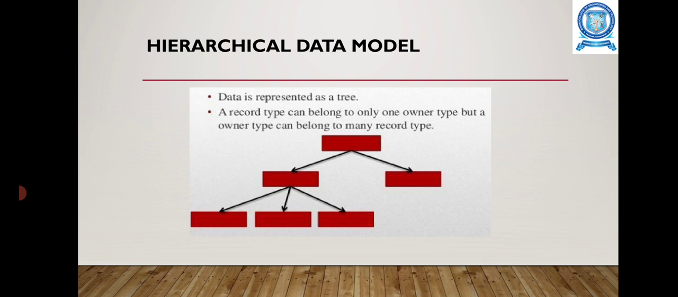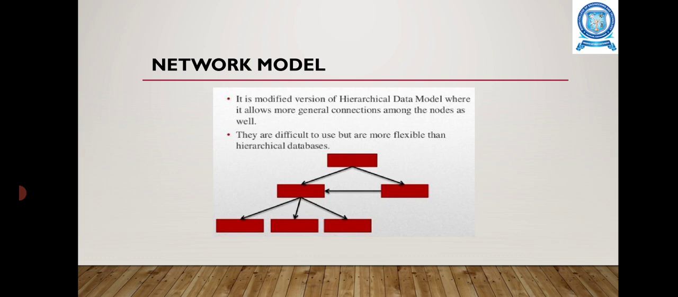The next one is the network model. The network model is a modified version of the hierarchical model. In this data model, more general connections among the nodes are allowed. They are difficult to use but are more flexible than the hierarchical database. It looks just like the hierarchical database, but the only difference is the links between these levels.